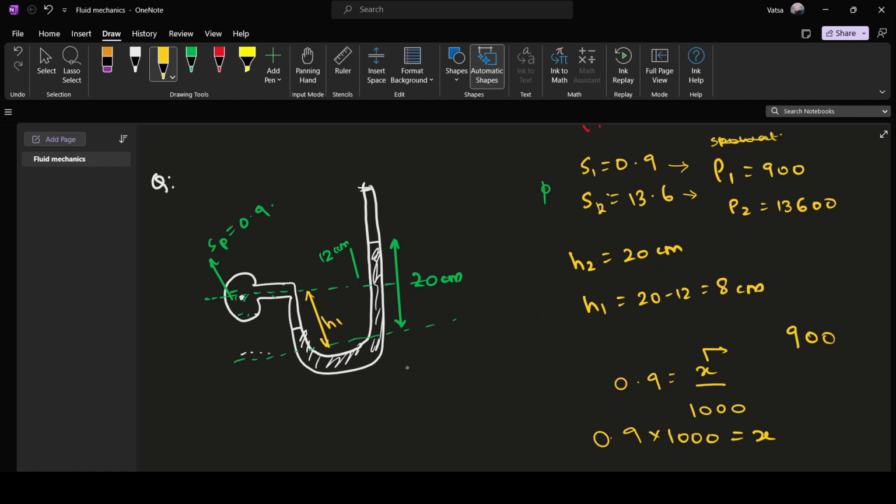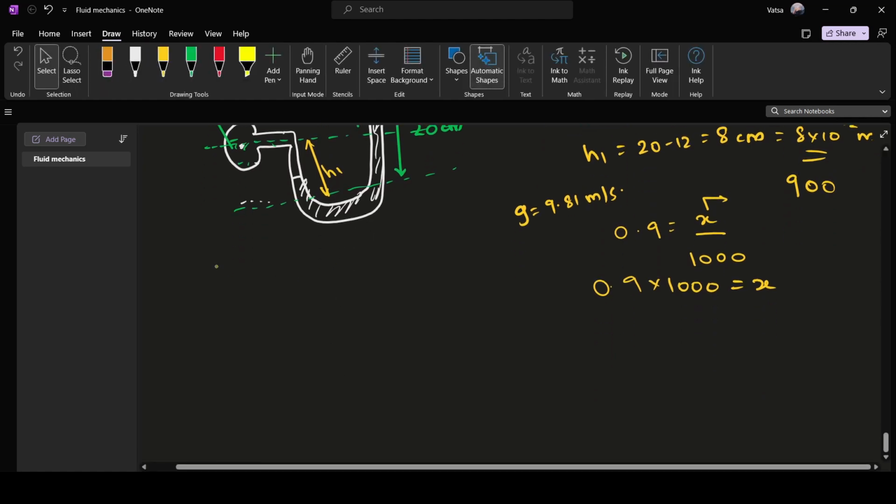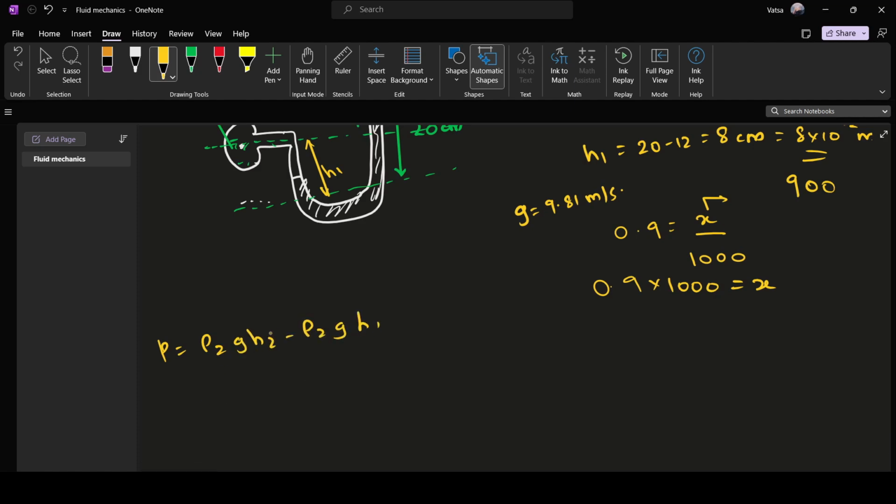So we have rho 1, rho 2, H1, H2. What do we want now? Just g. g is 9.81 meter per second squared. H2 is 20 into 10 power minus 2 meters, and H1 will be 8 into 10 power minus 2 meters. So we have converted everything now, so we can just solve. Our pressure is equal to rho 2 g H2 minus rho 1 g H1.